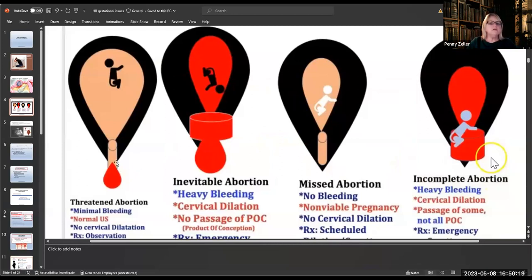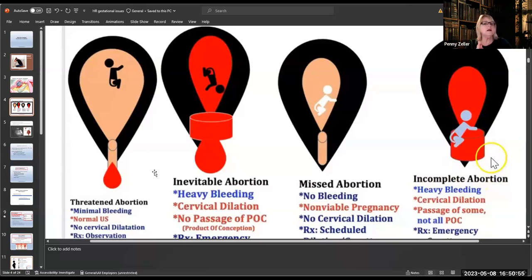In the very first one on the left, you'll notice there's a fetus in there. The cervix is closed and she's bleeding. We call this a threatened abortion, because the fetus is probably still alive and the cervix is closed. Even though she's bleeding, it's not inevitable that she's going to lose this baby. She's not hurting. She's just bleeding a little bit. So we'll do an ultrasound.